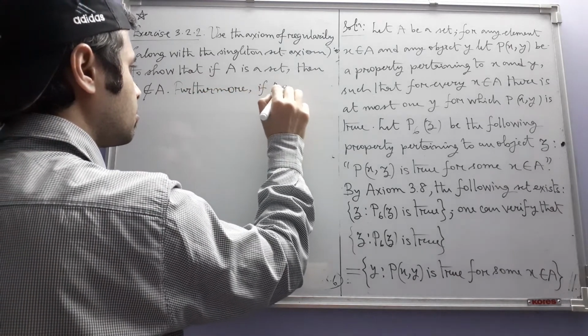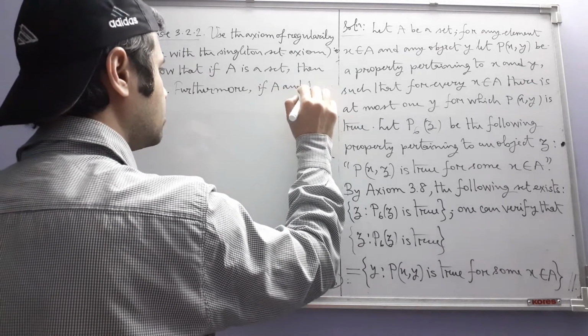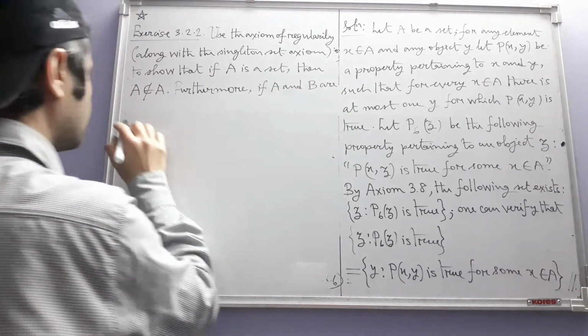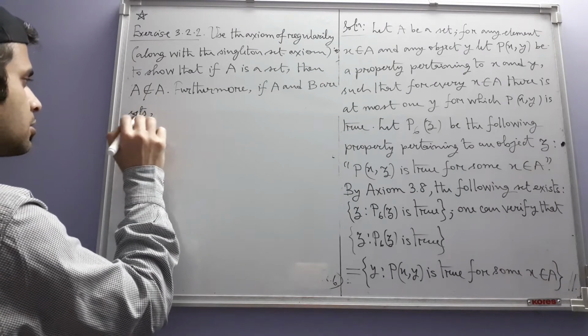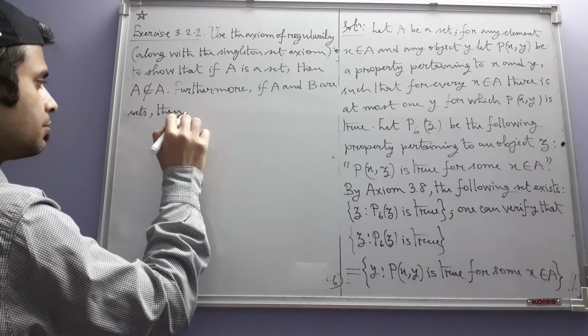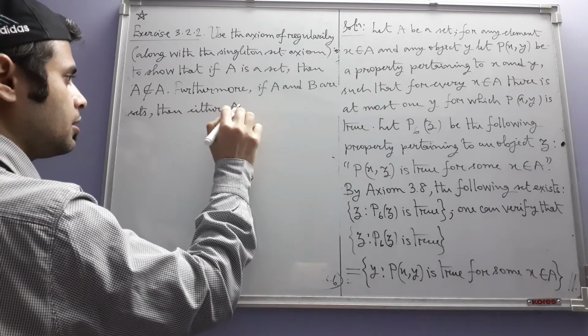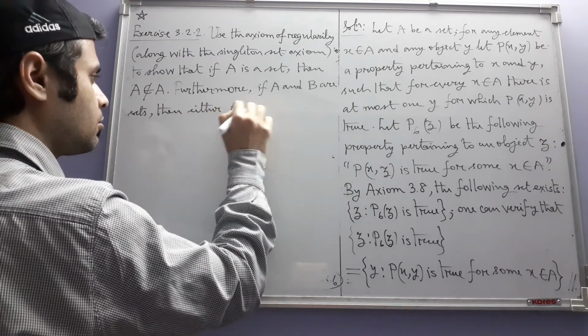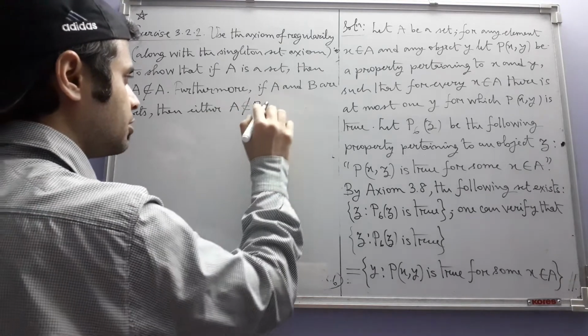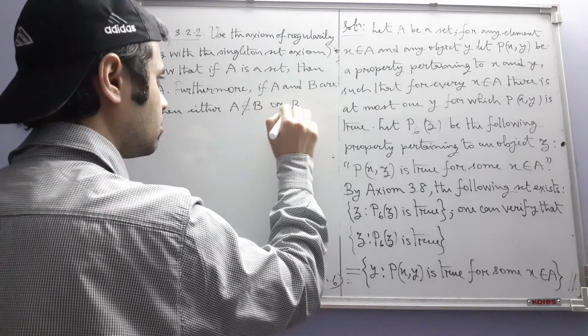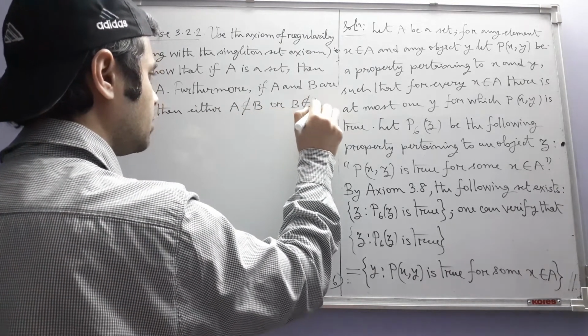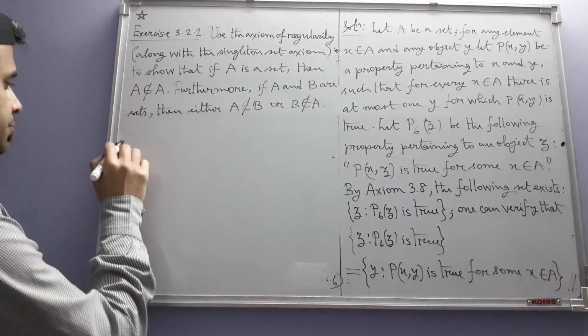If A and B are sets, then either A is not an element of B or B is not an element of A, or both. Okay.